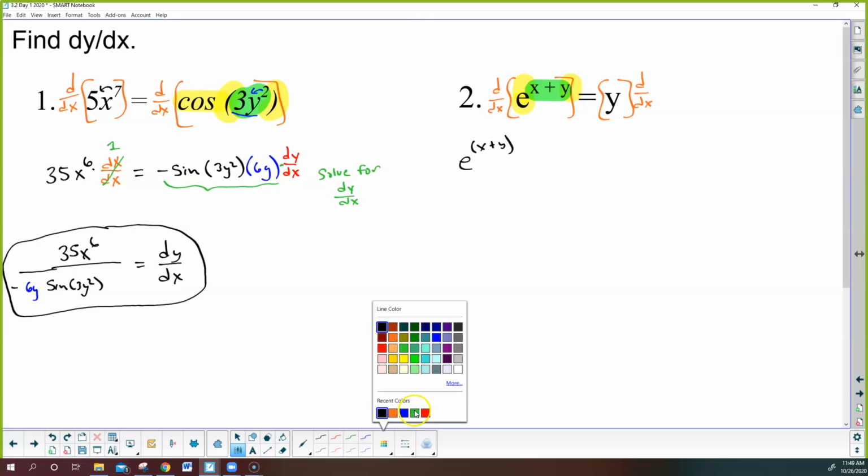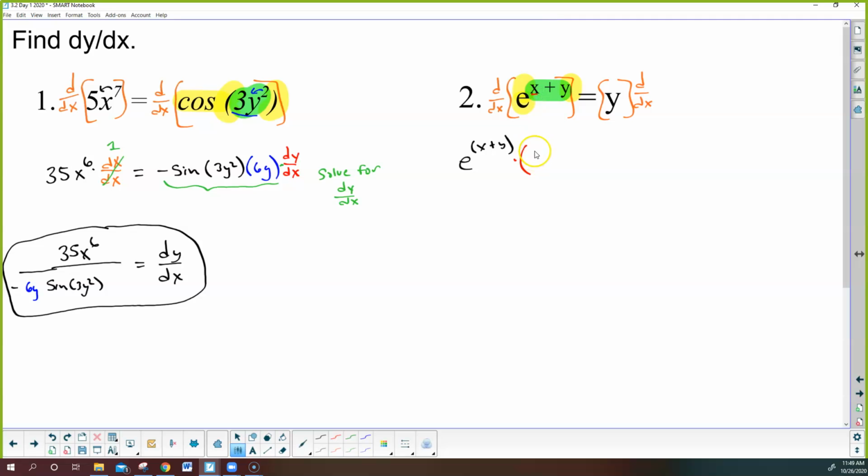But then I have to multiply by the derivative of the inside. Well, the derivative of x is 1. You don't have to write the 1, but you could. It's dx dx. Plus the derivative of y is 1 dy dx.